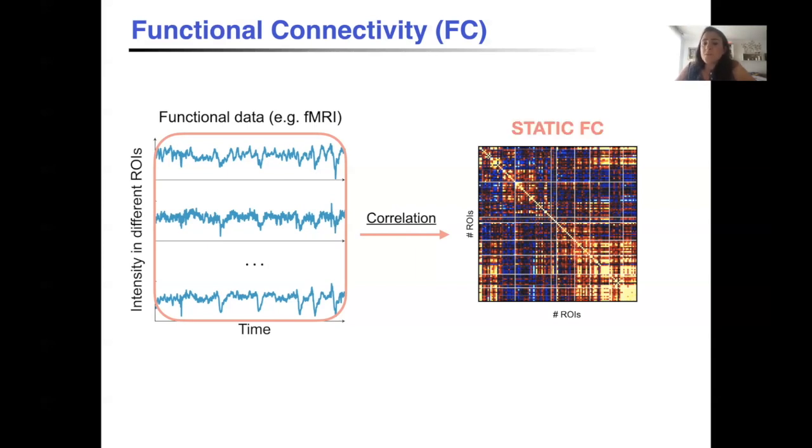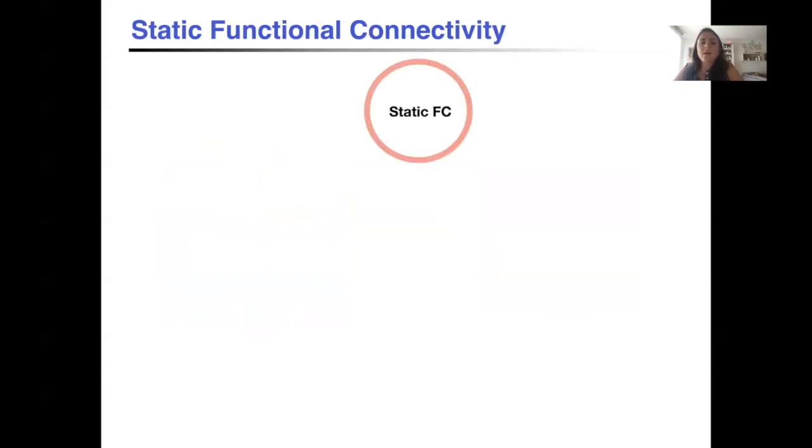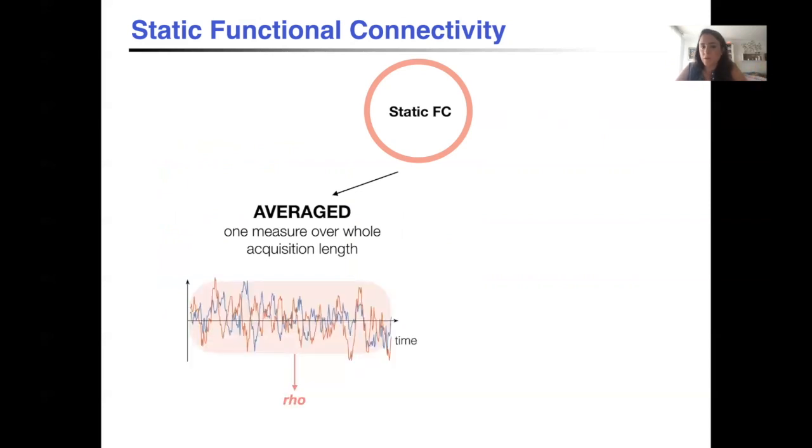We can also refer to this matrix as static functional connectivity because it has no information about temporal variation. So it considers, as we said, the whole time course, and it doesn't allow us to look at temporal variations. In fact, we can consider two main properties of this static functional connectivity. One that we introduced already is being averaged, meaning that it refers to the whole length of the acquisition, and it summarizes with one measure, which can be, for example, the Pearson linear correlation rho.